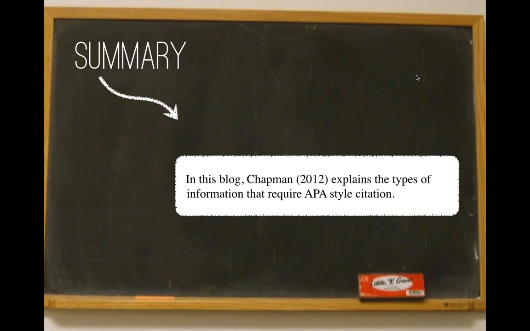For a summary, it's the same idea as a paraphrase. We still need to cite the author's last name and the year of publication, but not the page number. And again, this summary is summarizing the entire blog rather than a specific idea from the blog.